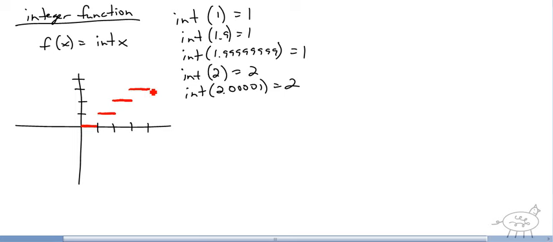Now the deal is, where do you put the open circle and where do you put the closed circle? Well, think about it. If the integer of 1 is 1, that means it's got to be a closed circle here. And as soon as you get to 2, which is right at this point right here, it jumps up. So it's an open circle here and another closed circle. So open circle, closed circle, etc. That's the look of it.